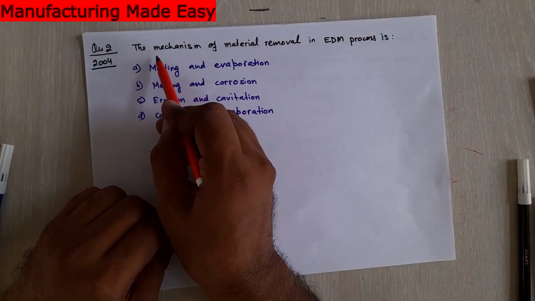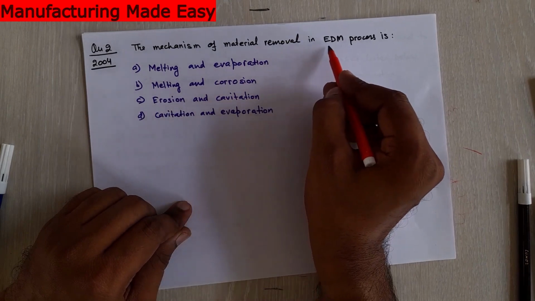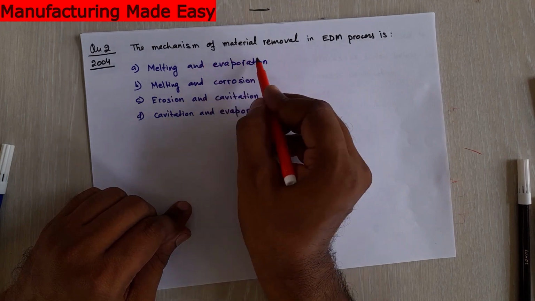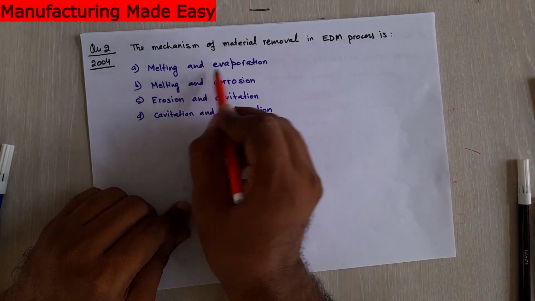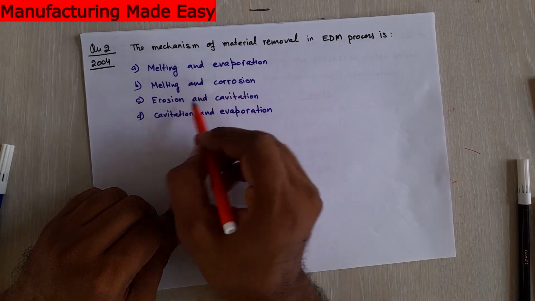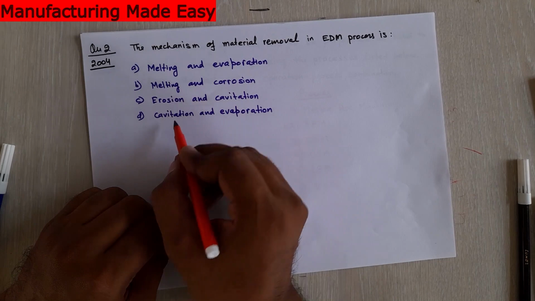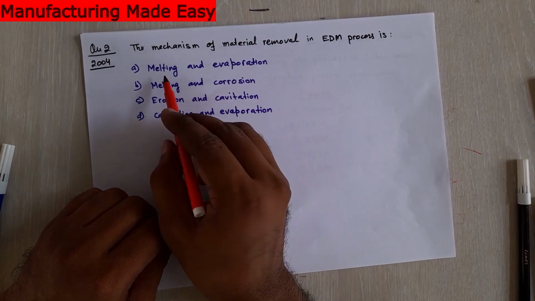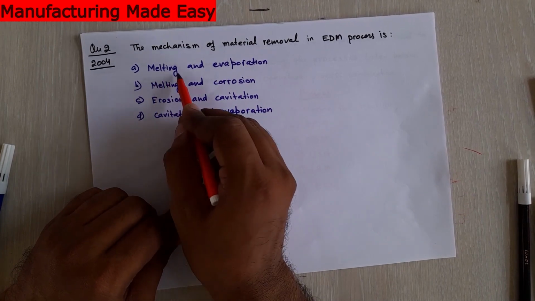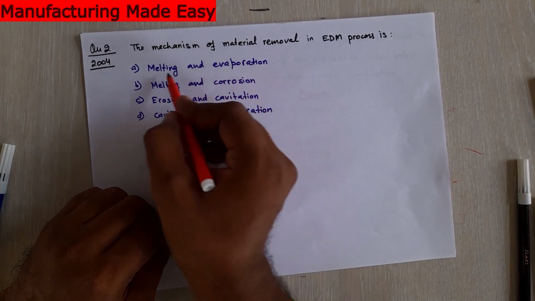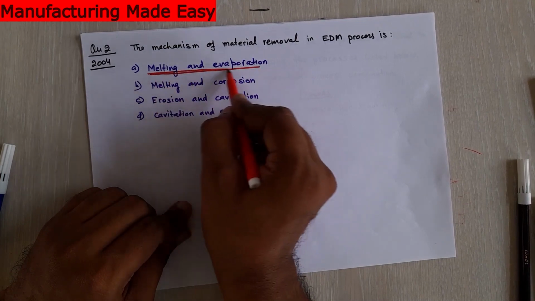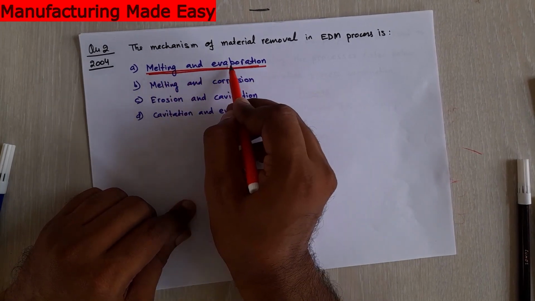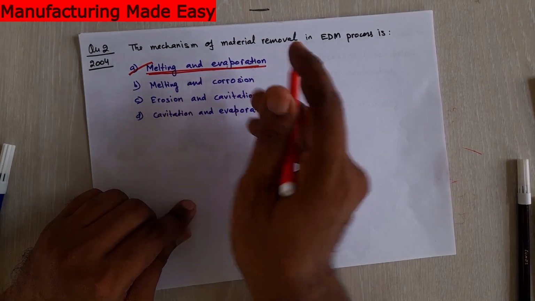Second question is the mechanism of material removal in electric discharge machining process is. We have to tell about the mechanism of the material removal. So first one is melting and evaporation, second one melting and corrosion, third is erosion and cavitation, fourth is cavitation and evaporation. And I have explained this, that the mechanism used is the melting and evaporation, because the melting due to the high temperature at the workpiece takes place. So melting and evaporation is the mechanism of the material removal. So option A is the correct answer.